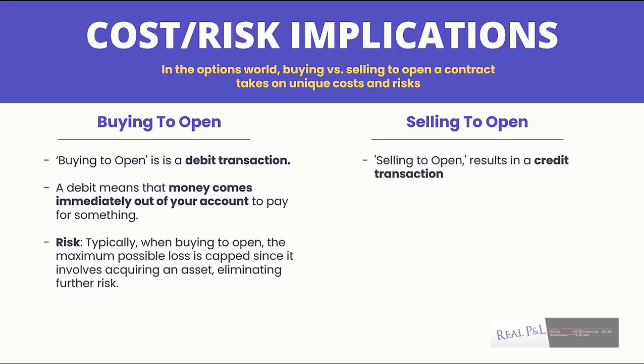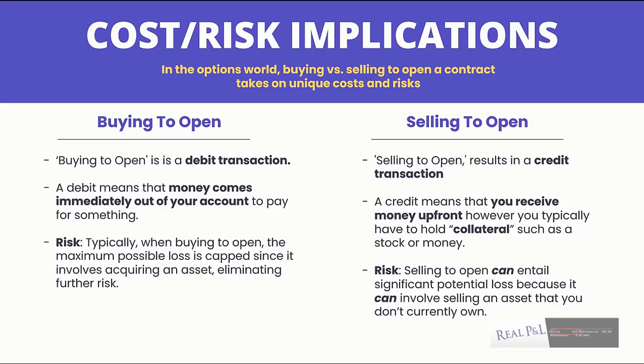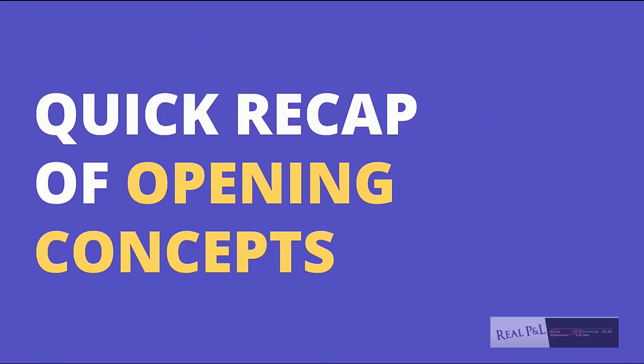Selling to open is different. It results in a credit transaction for your account. Money comes into your account. And a credit means that you receive money up front. However, you typically have to hold collateral such as a stock or money or cash in the account. The risk to selling to open can entail significant potential loss because it can involve selling an asset that you don't currently own.